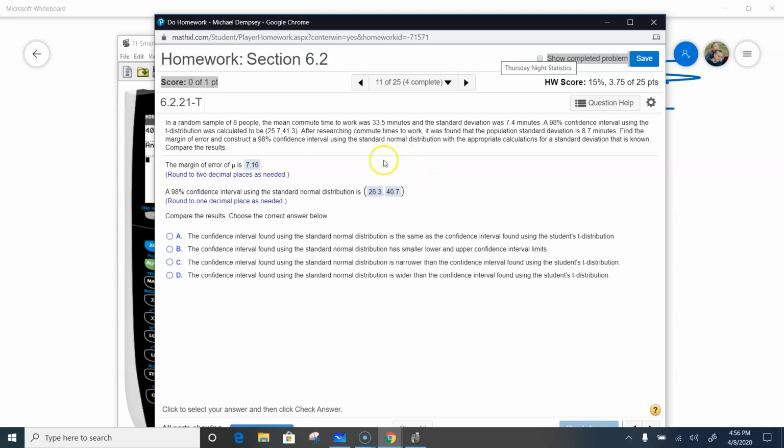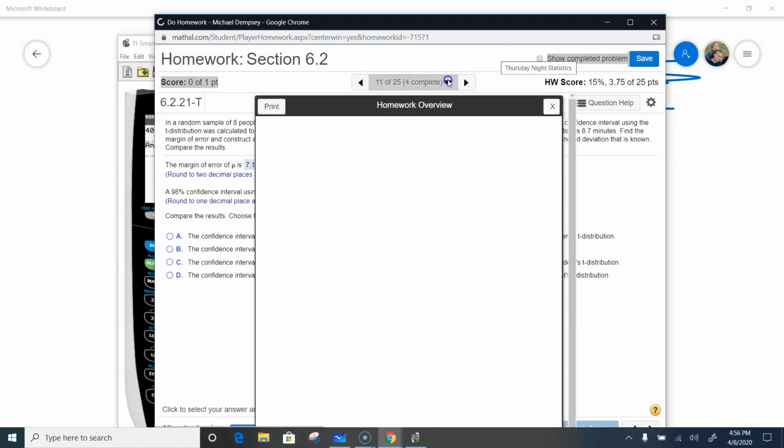Okay. So what do we notice about that? We notice the z-distribution interval is more narrow, right? Because if we know the population standard deviation and it happens to be smaller, we don't need as much degrees of freedom or extension of our confidence as we would with a t-distribution.